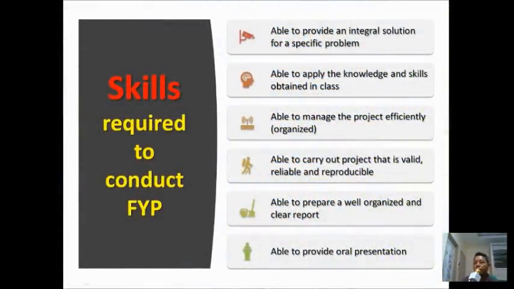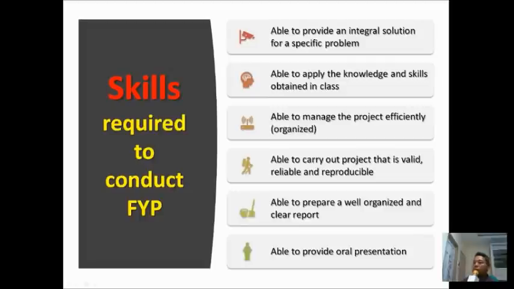Moving forward is the skill required to conduct FYP. There are 6 skills listed here. The first one is able to provide solution for a specific problem. What does it mean here? It means that they want to test your critical thinking on how you want to solve a specific problem. Okay, so this one should be independent.